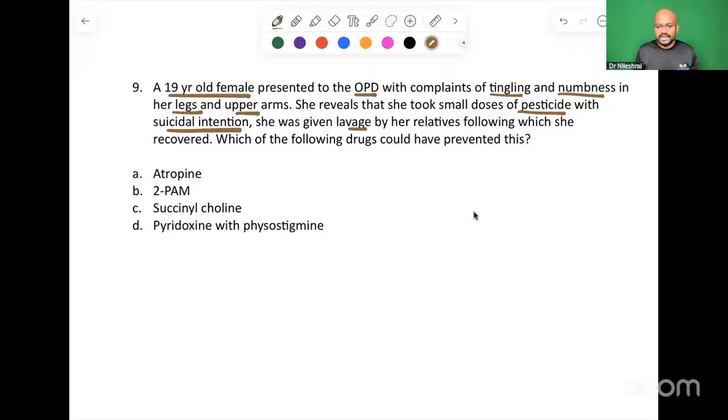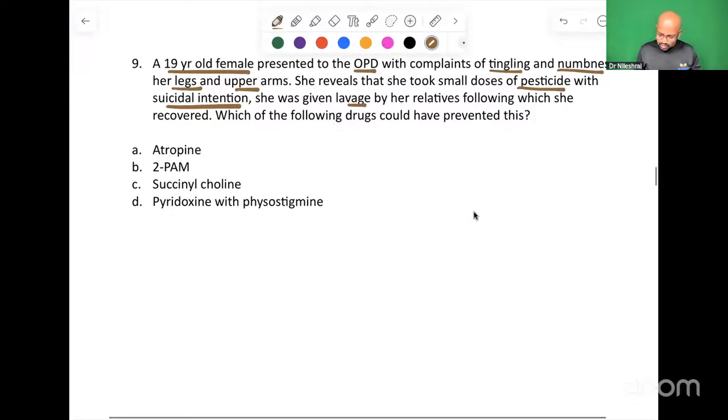Yes, doctor, educate me. Yes, we have to go a little bit more deep in it. Anuj, no problem, because it usually happens. This is not a final test. I'm just giving you all the raw areas to get exposed to. So which of the following drugs could have prevented this?